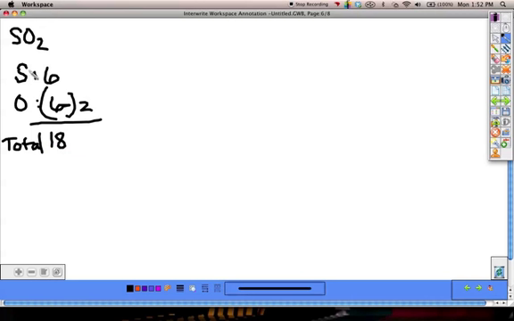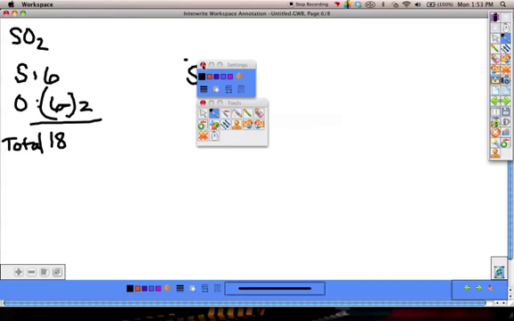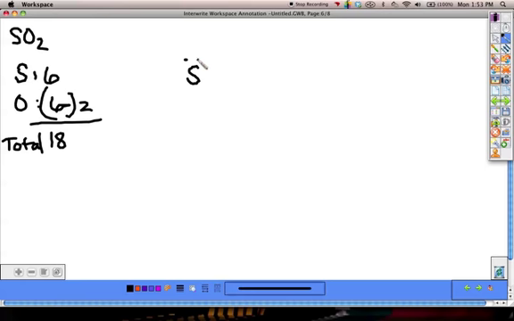And since it's the same number of electrons, I can't put the one that needs the most in the center, because they all need the most. I'll put the one that I have the least of in the center. So I'm going to put a sulfur there, and it has 6 valence electrons. So 1, 2, 3, 4, 5, 6. Okay, I'm going to put an oxygen on either side of it.